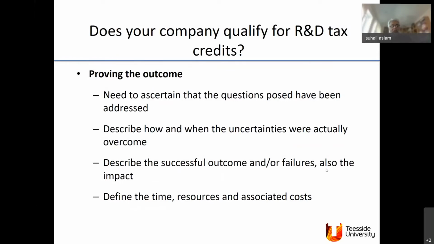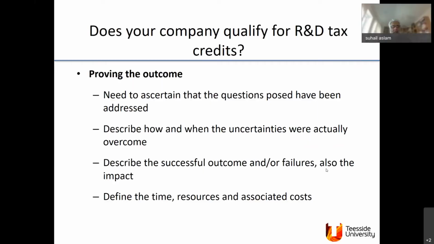Needing to prove the outcome. There are certain questions that you need to overcome, and those are the ones I've addressed earlier. However, we need to look at when and how those uncertainties were actually overcome, understanding and describing the reasons for failure as well as success, and also the impact of that, and defining the time, resources and associated costs that were involved in the project. Those are the four elements of proving the outcome, and that forms a large element of the technical assessment that I would undertake.